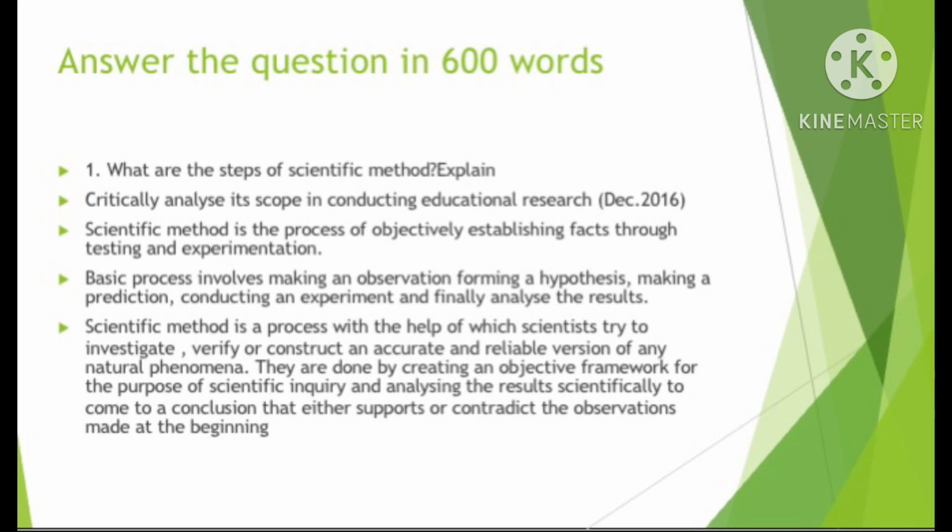Or in other words, we can say scientific method is a process with the help of which scientists try to investigate, verify or construct an accurate and reliable version of any natural phenomena. Here, a researcher makes an objective framework in order to do a scientific inquiry during his experimental work.